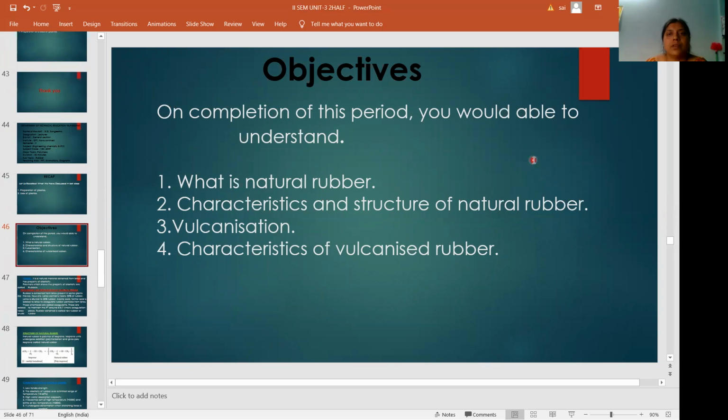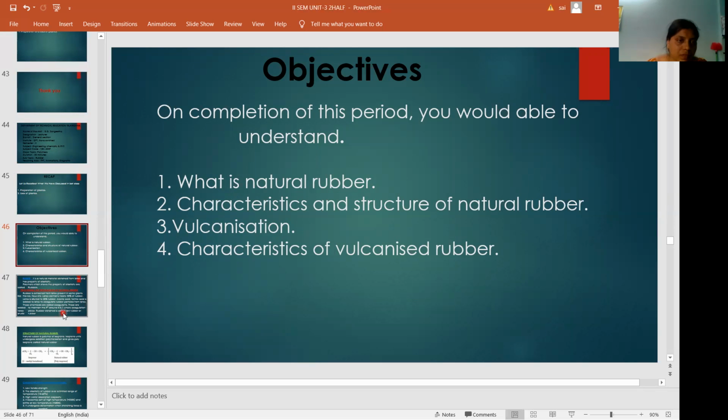After completion of this period, you will be able to understand what is natural rubber, characteristics and structure of natural rubber, vulcanization, then characteristics of vulcanized rubber. This is very, very important. All are important here. What is natural rubber? Definition important. Structure of natural rubber important. This vulcanization process very, very important. If you know the characteristics of natural rubber, then the reverse of those are characteristics of vulcanized rubber.